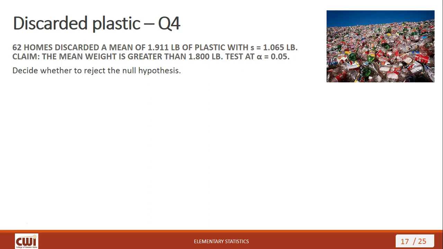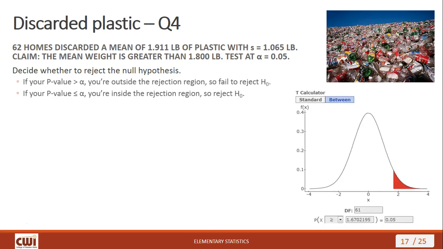Now, the fourth question asked us to decide whether to reject the null hypothesis. Well, we're going to compare the p-value with an alpha level. If the area for our p-value is greater than the area for our alpha, then that means we're outside the rejection region and we fail to reject H0. However, if we can fit the area for the p-value inside the area for alpha, we're inside the rejection region and therefore we reject H0.